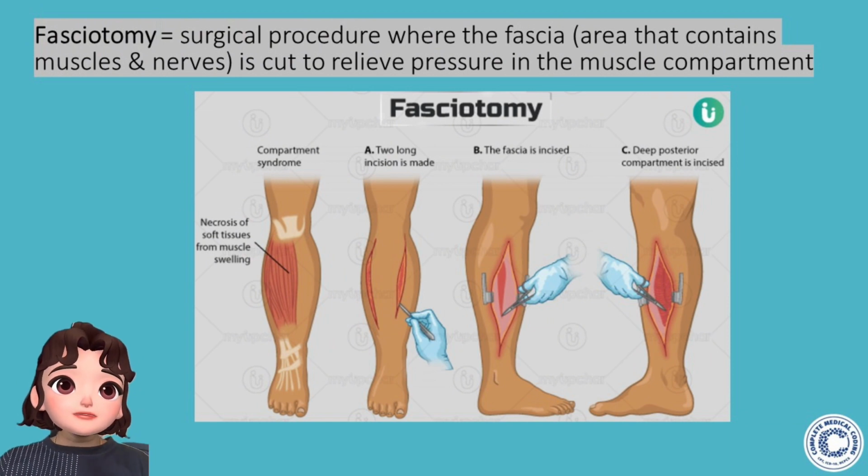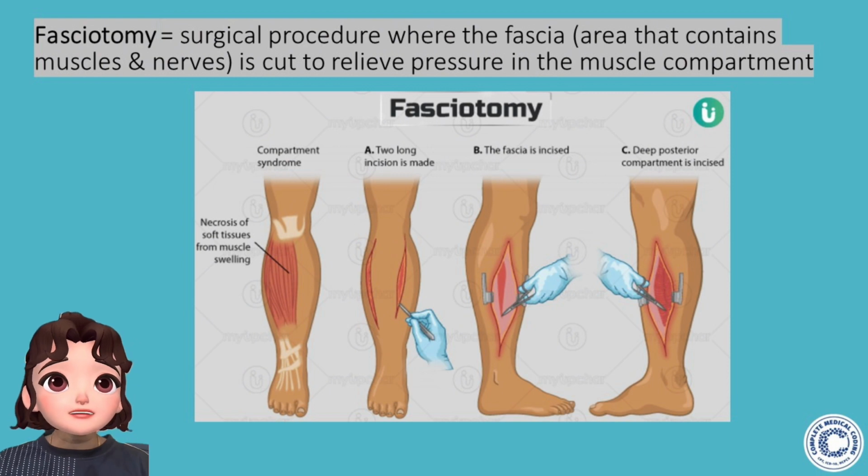Now, fasciotomy, a surgical procedure where the fascia, the area that contains muscles and nerves, is cut to relieve pressure in the muscle compartment. So this is a surgical procedure where the fascia is cut to relieve pressure in the muscle compartment. And that procedure is called fasciotomy.